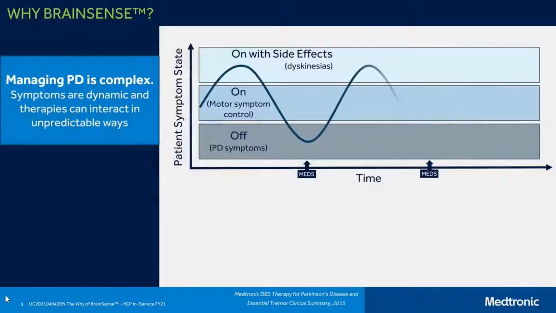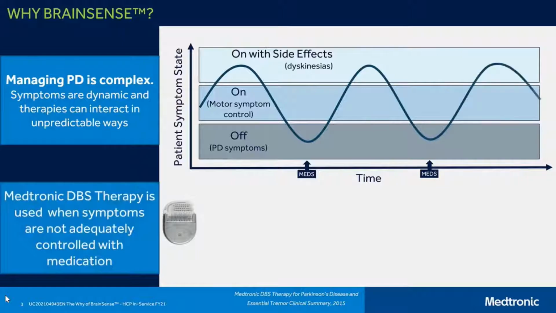I don't think it will come as a surprise to you all that managing Parkinson's disease patients can get quite complex. Their symptoms are dynamic, and when therapies are combined, like DBS along with medication, they can sometimes interact in unpredictable ways. And add to this fact that Parkinson's disease is a progressive disease. The symptoms of these patients are always evolving. And so the graph on the upper right is no doubt familiar to you all, as it shows that typical pattern of patient fluctuations that often occurs. So patients oscillate between on states where they're asymptomatic and off states where symptoms are at their worst, and on states with drug-induced dyskinesias.